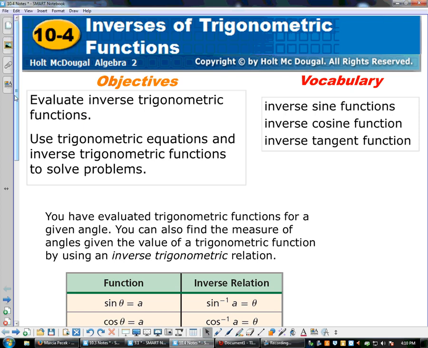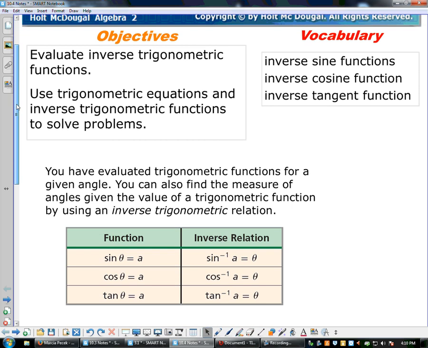We are looking at section 10.4, inverses of trig functions. The objectives are to evaluate inverse trig functions and to use trig equations and inverse trig functions to solve problems. Our vocabulary: inverse sine, inverse cosine, and inverse tangent.